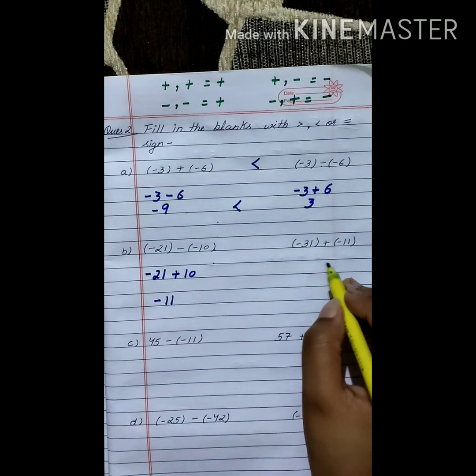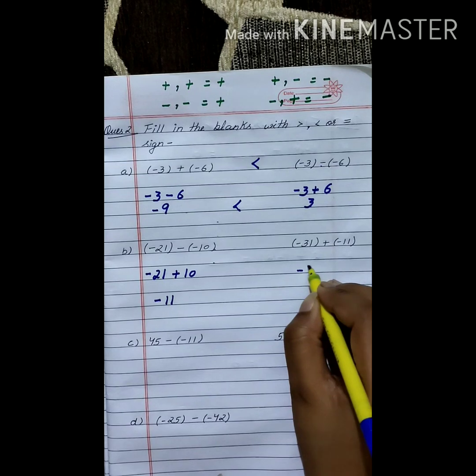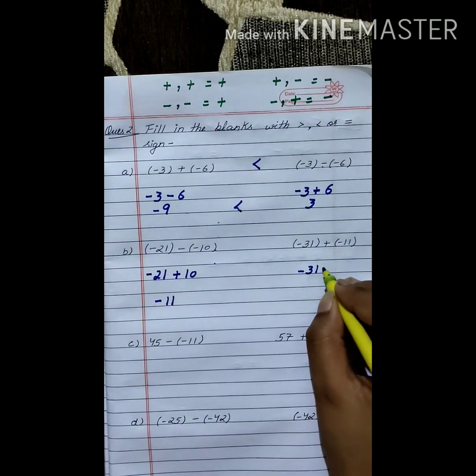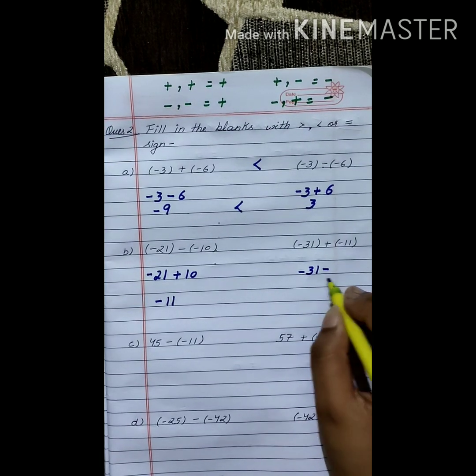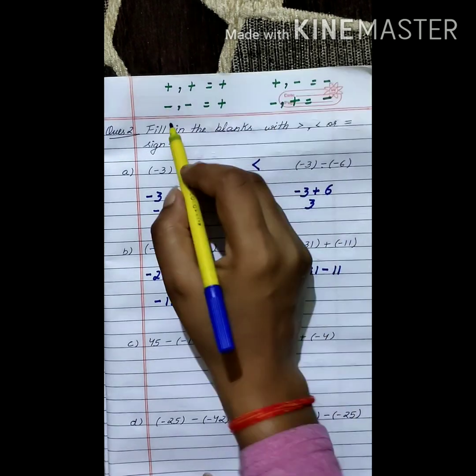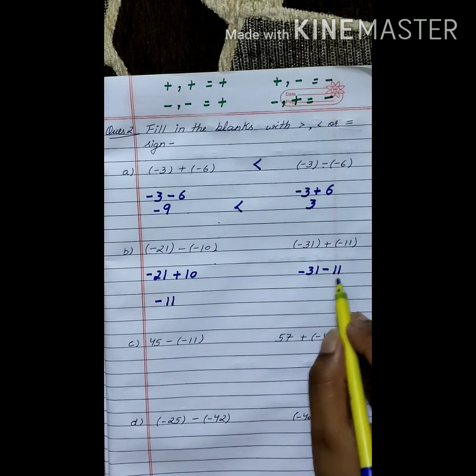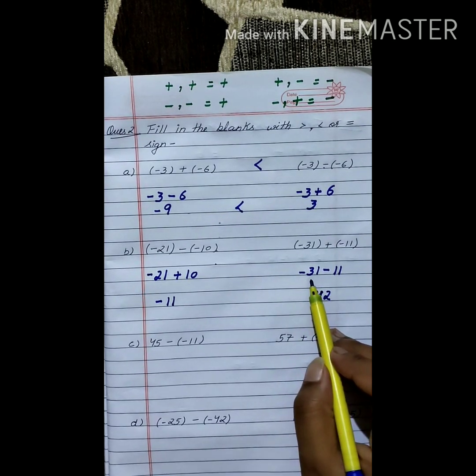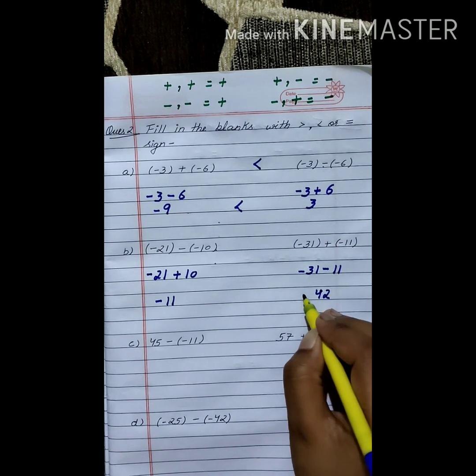Now comes to that side. Minus 31 plus minus minus. That means these two signs replace with negative sign. Minus 11 and minus minus plus. So we will add these two terms. 31 plus 11 is equals to 42. Now 31 is the greater integer and it is negative, so 42 is also negative.